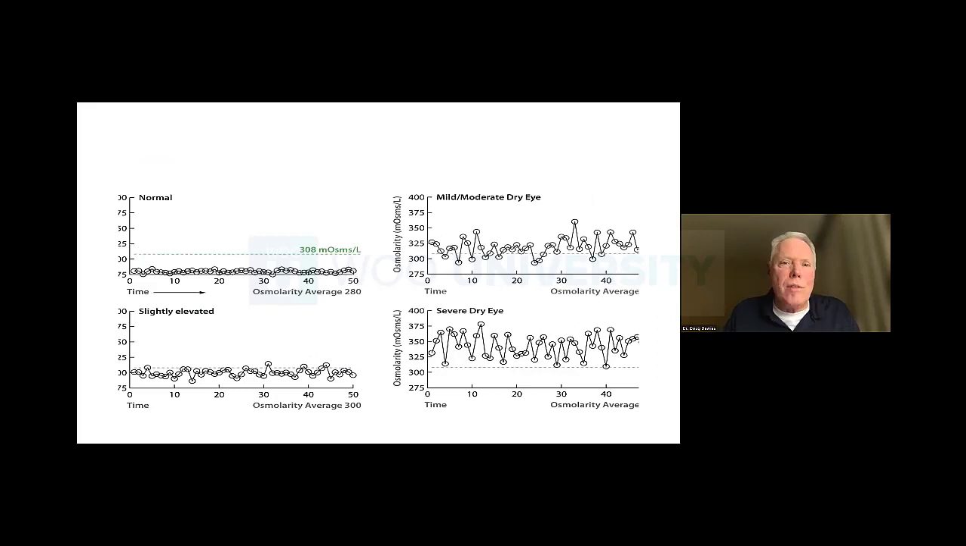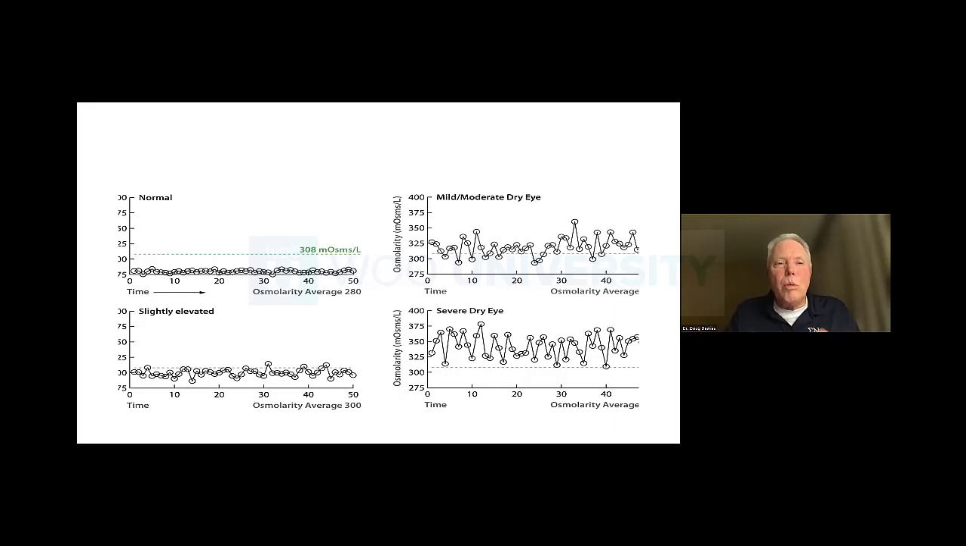So let's take a look at these graphs and what these represent. In osmolarity, if you have a patient with normal osmolarity, you can test, retest, retest, retest, and that is going to maintain consistent readings. If you look at the lower right, where we take severe dry eye and you test and retest and retest, those numbers are going to be up and down. They're going to be up high, and then you're going to get a reflex tearing where that salt content is going to drop.